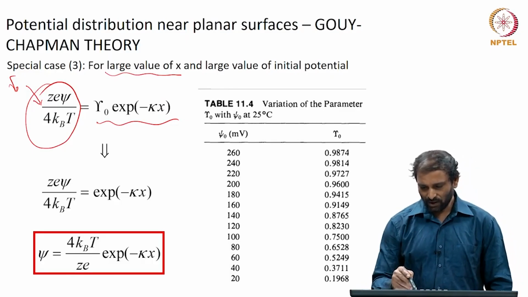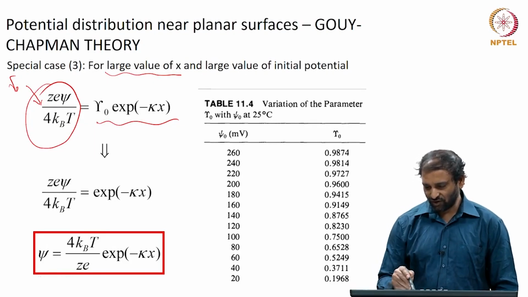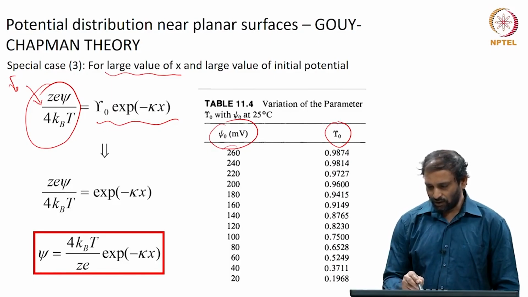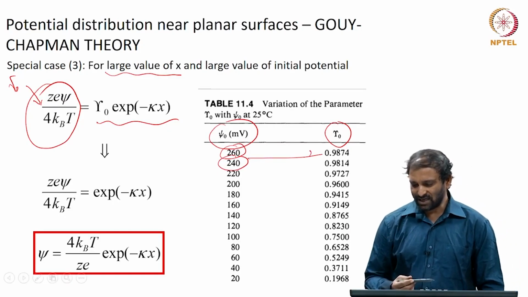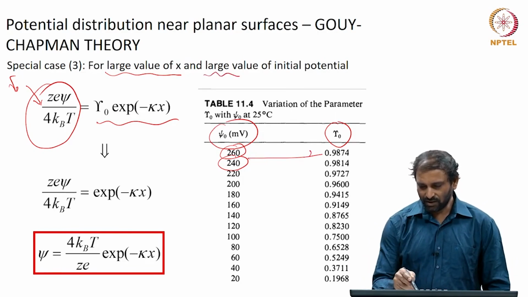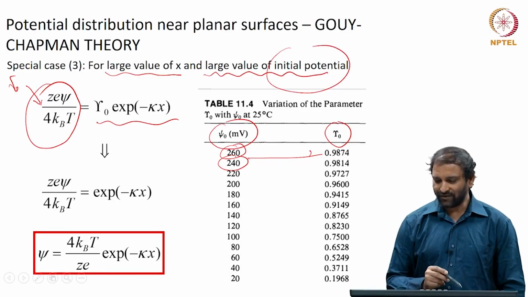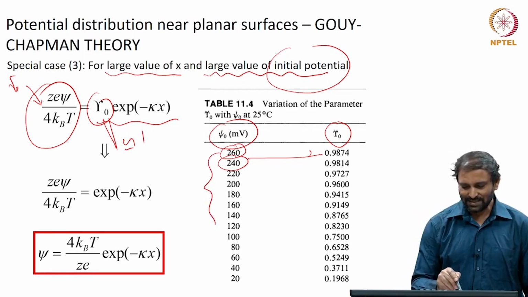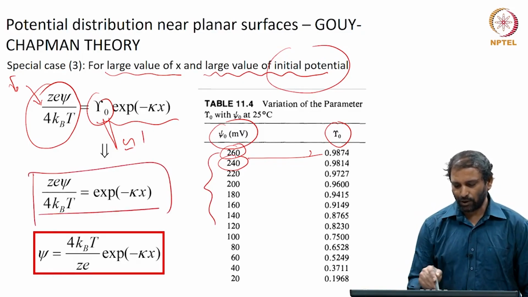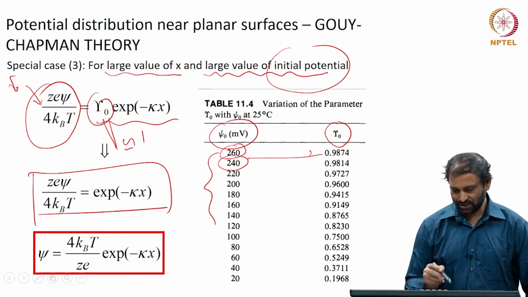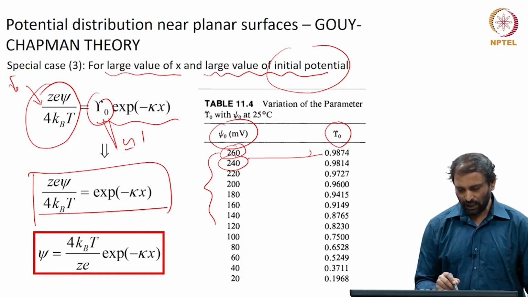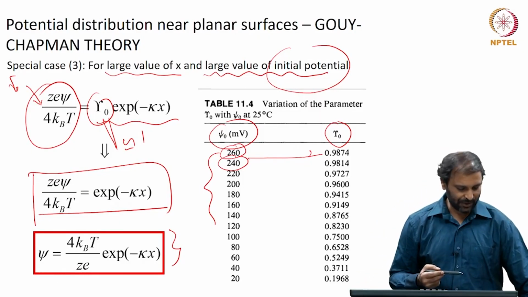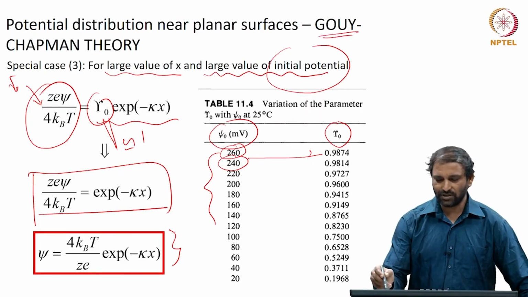What you see here is a table where gamma naught is tabulated as a function of psi naught, that is psi naught in millivolts. This is gamma naught. If you look up this table, it turns out that for very large values of psi naught, gamma naught essentially is very close to 1. Okay. Therefore, if the initial potential is very large, gamma naught is approximately equal to 1, from this table. Therefore, Z E psi divided by 4 kBt becomes exponent of minus kappa x itself, because gamma naught is equal to 1. Therefore, from this I can write psi as 4 kBt divided by Z E into exponent of minus kappa x. Okay. So, these are the three simple special cases one could derive starting from the Gouy Chapman theory.